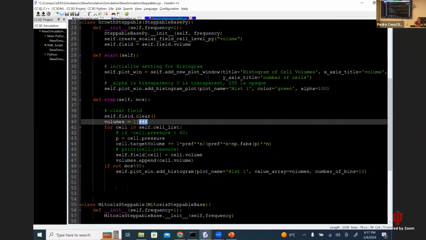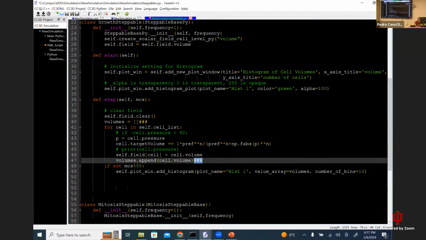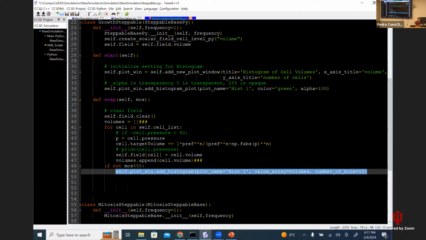I initialize an empty list. Then I populate the list with cell volumes, and pass this list into this line of code. So you just pass the list of volumes, okay? And you set the number of bins and it's done. All right. I'll copy and paste this. And line 48 is just to do that every 50 Monte Carlo steps.